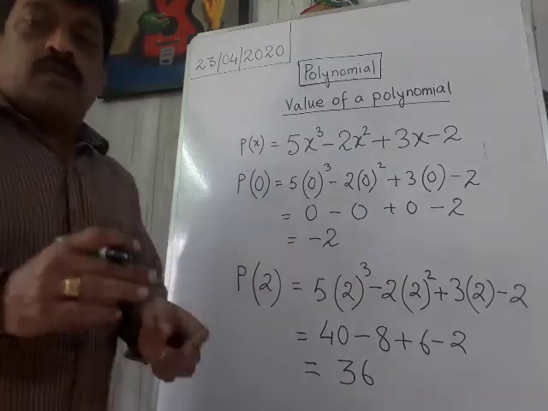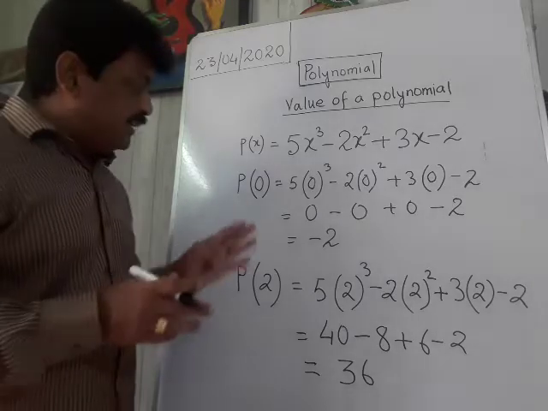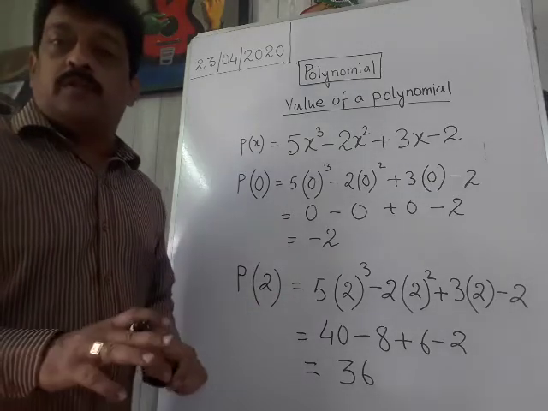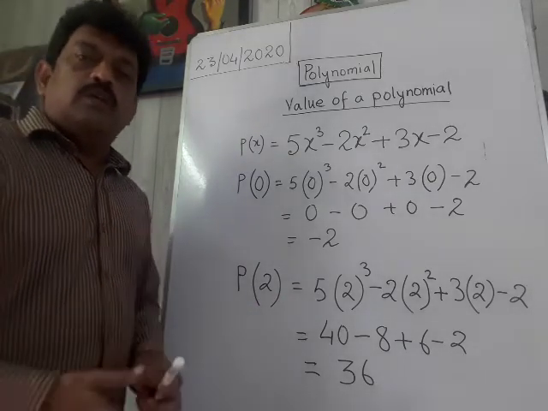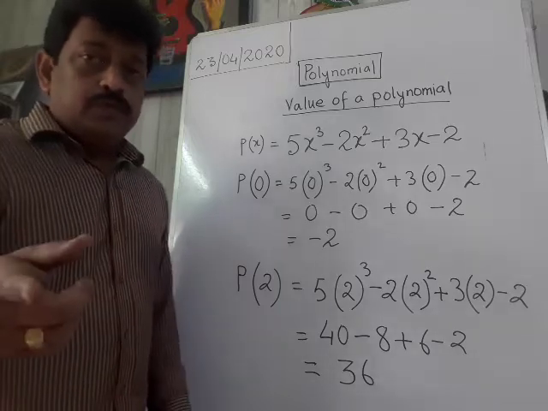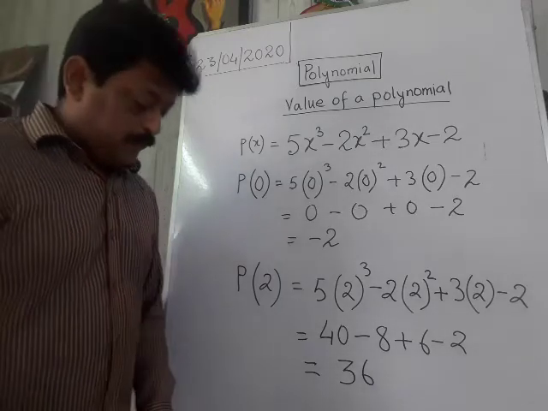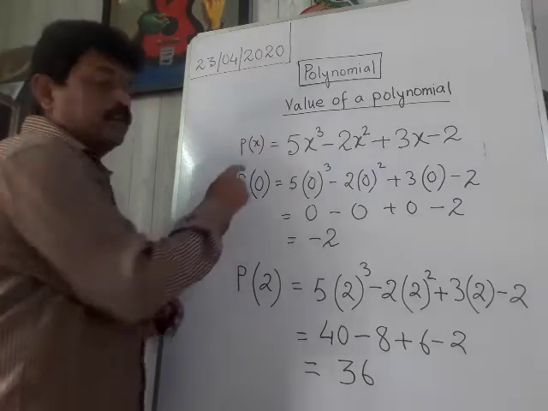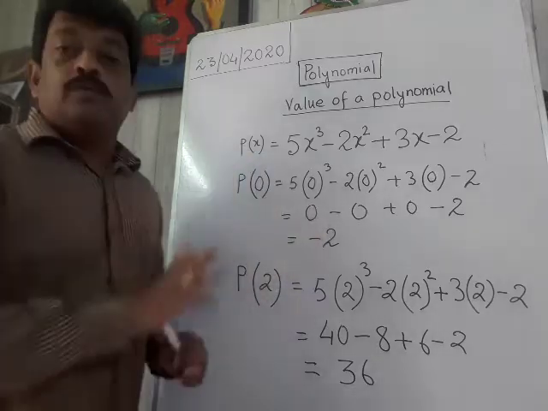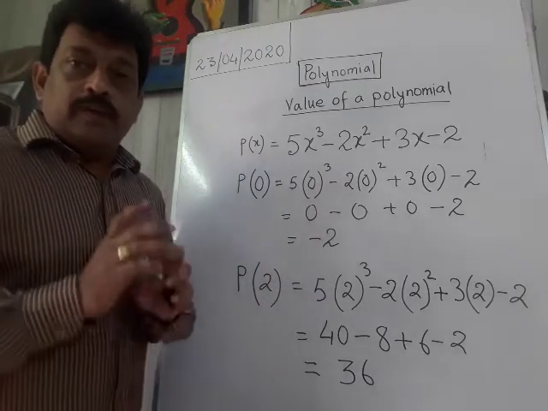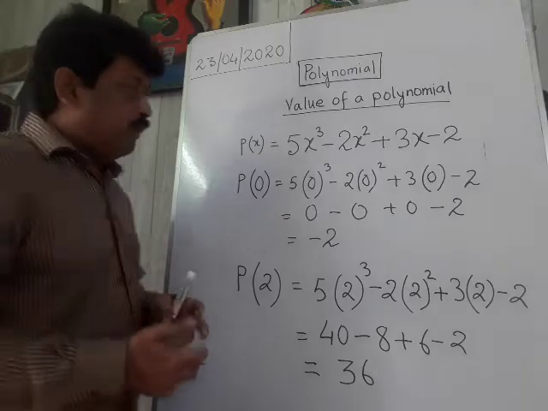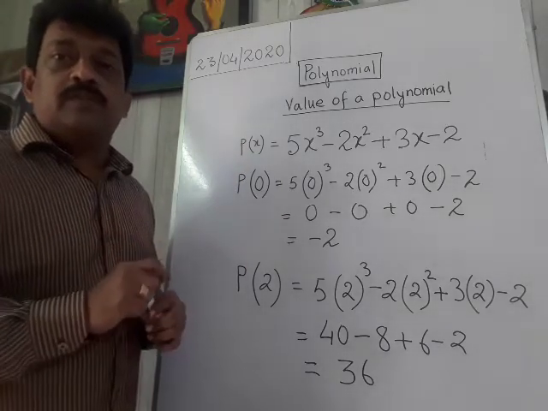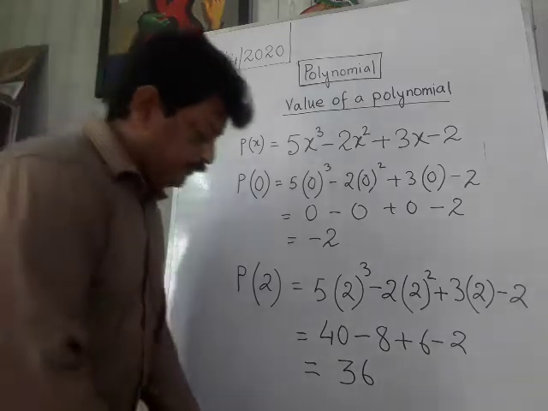So in this way we can replace x with any real value and we will get the corresponding value of the polynomial. So this is the way to find the value of the polynomial. Now I am going to show you how to find the zero of the polynomial. Actually, zero of the polynomial means any real value of x that will make the value of the polynomial 0. If the value of the polynomial becomes 0 by replacing x with any real value, then that real value is known as the zero of the polynomial.